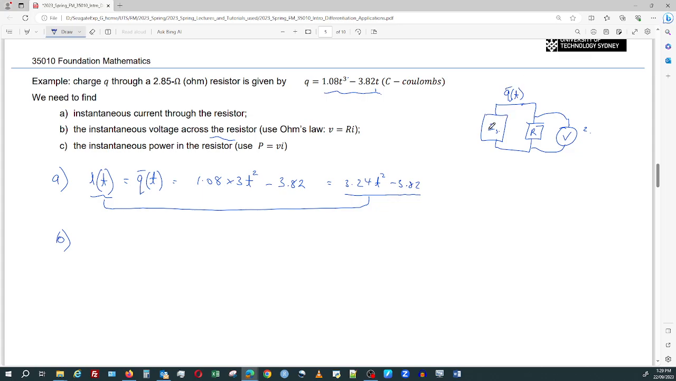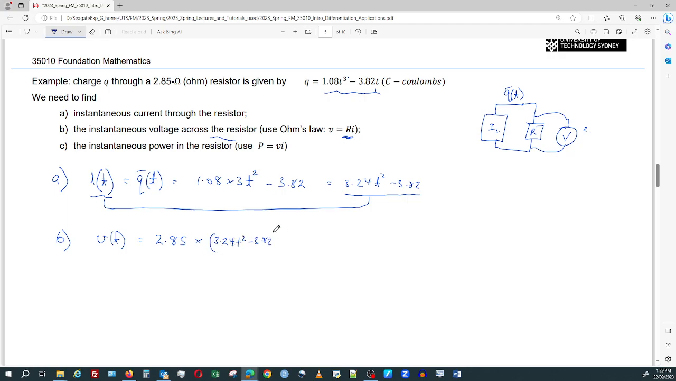There you go, expressed as a current, QT. Okay, so this is our charge. This is the one that we want here. So our voltage, we know by Ohm's law, the voltage is the resistance times the current. So we've got a 2.85 ohm resistor, and we've worked out our current as 3.24t squared minus 3.82.